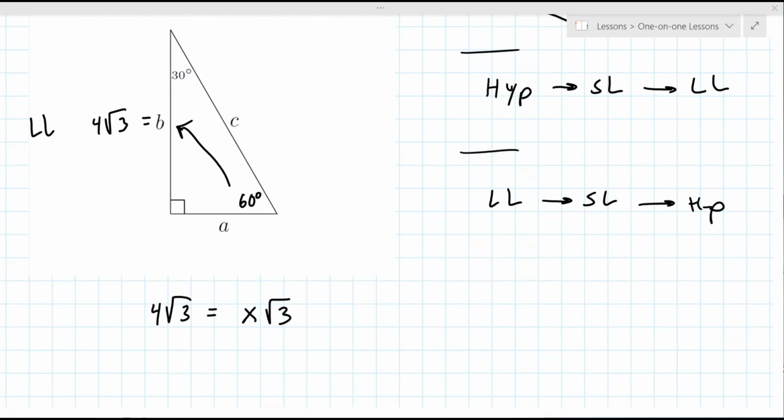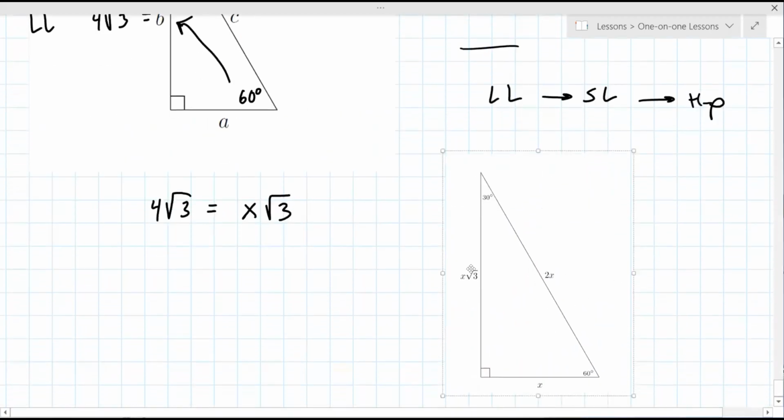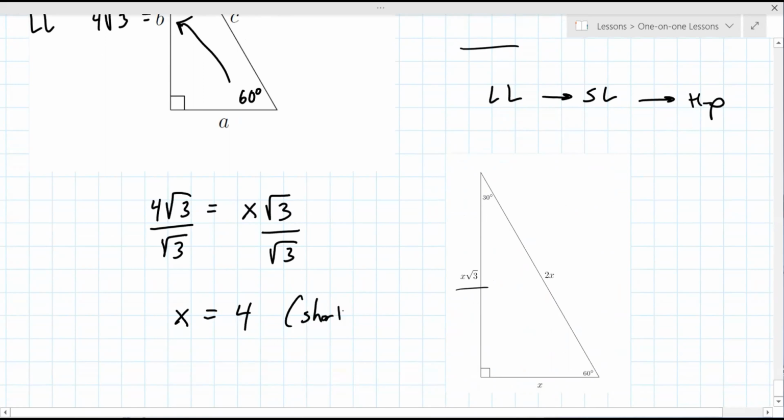If you're not sure where that comes from, again, that's the reference triangle. The long leg in the reference triangle is x square root 3 right there. So that's why you set it equal to that. You solve for x by dividing both sides by the square root of 3. So x equals 4, and this is the short leg.